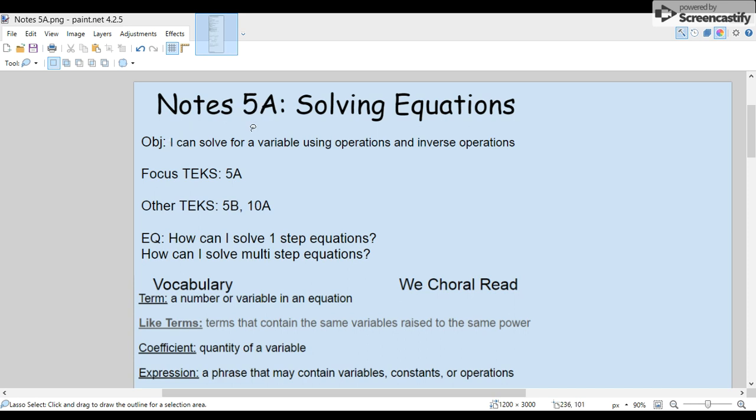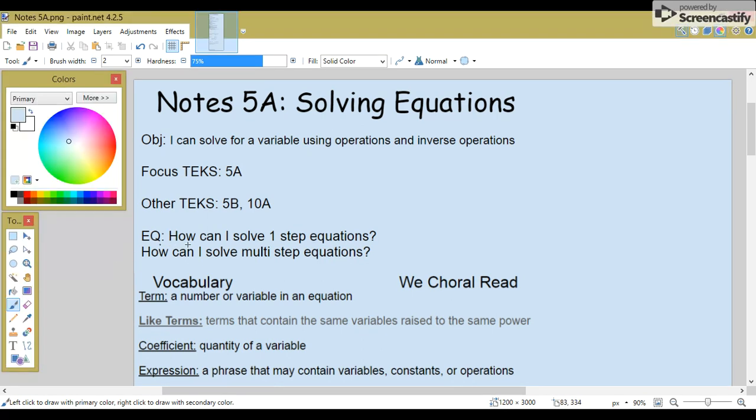Notes 5A. Solving equations. Objective: I can solve for a variable using operations and inverse operations. Focus TEKS 5A. Other TEKS 5B, 10A. Essential question: How could I solve one-step equations? How could I solve multi-step equations?